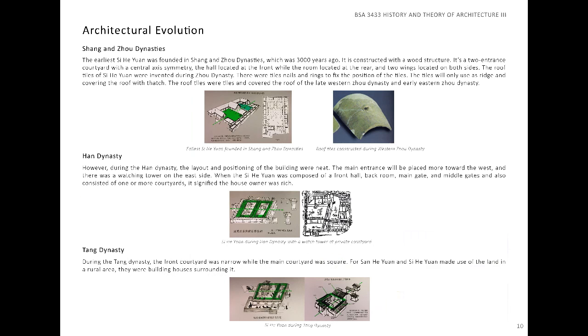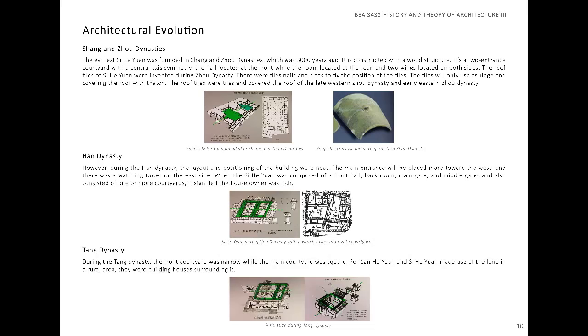The earliest 四合院 was founded in the Shang and Zhou dynasties, which was 3,000 years ago. Roof tiles were constructed during the Western Zhou dynasty. Han dynasty. 四合院 during the Han dynasty, with a watchtower in the private courtyard. During the Han dynasty, the layout and positioning of the buildings were neat. The main entrance was placed more toward the west, and there was a watchtower on the east side.